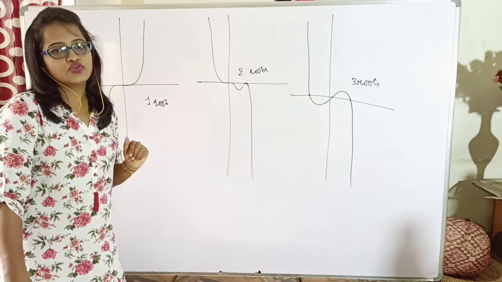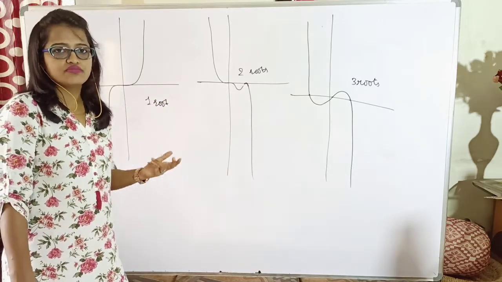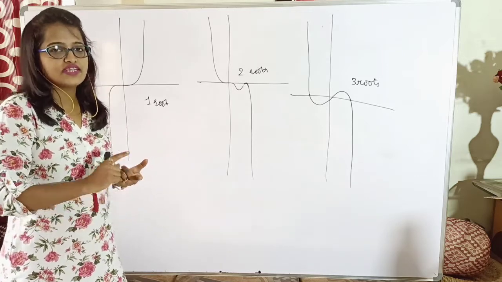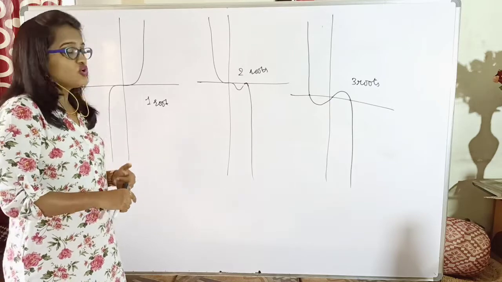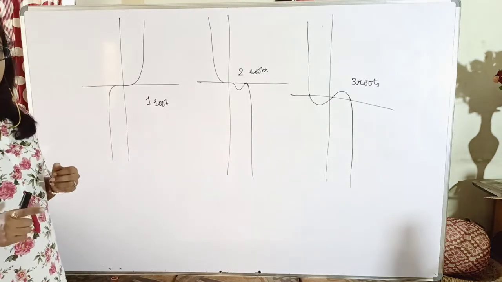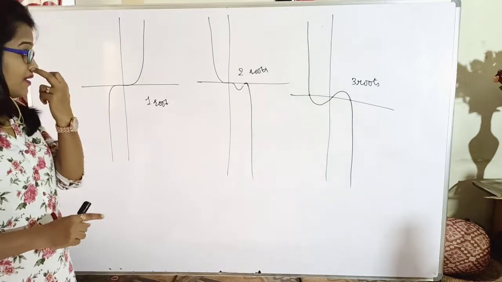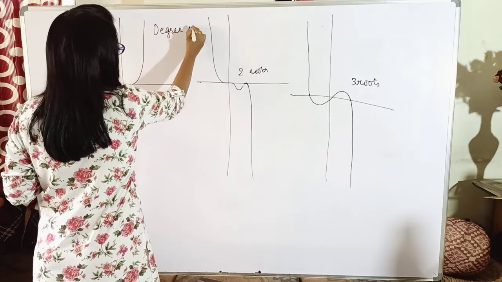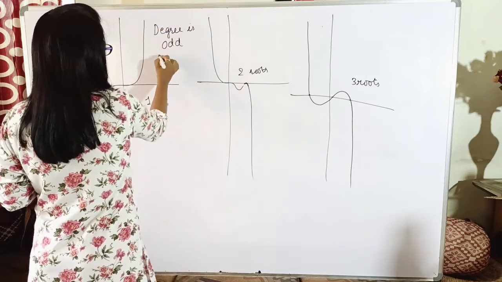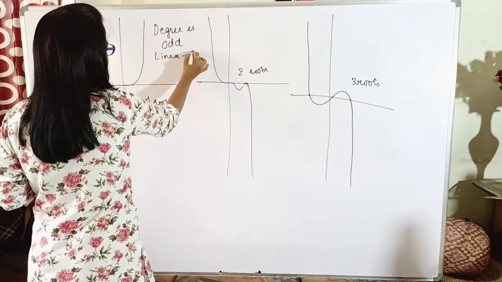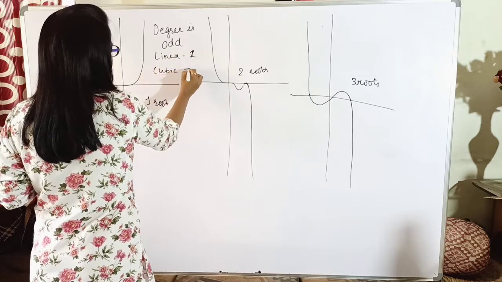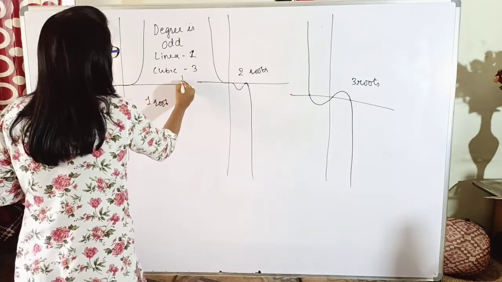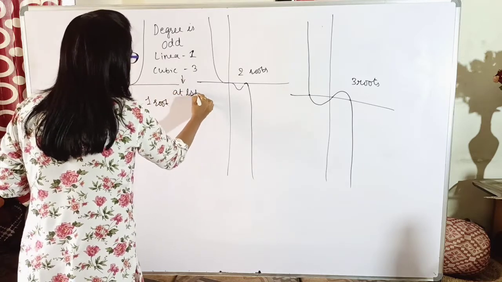But in case of a cubic polynomial, you cannot say that the given polynomial is not having any root. Just like for the quadratic, we said that it could have zero roots also, but that is not applicable to the cubic polynomial, and neither to the linear polynomial. So what does it mean? It means that polynomials whose degree is odd, linear with degree 1 and cubic with degree 3, these are the polynomials with odd degree. They will always have at least one zero.